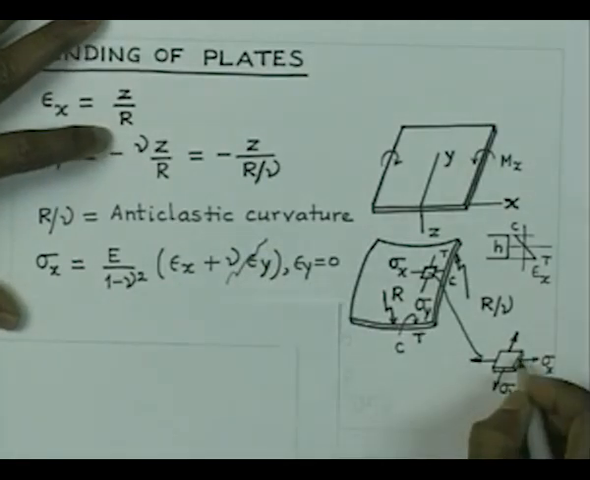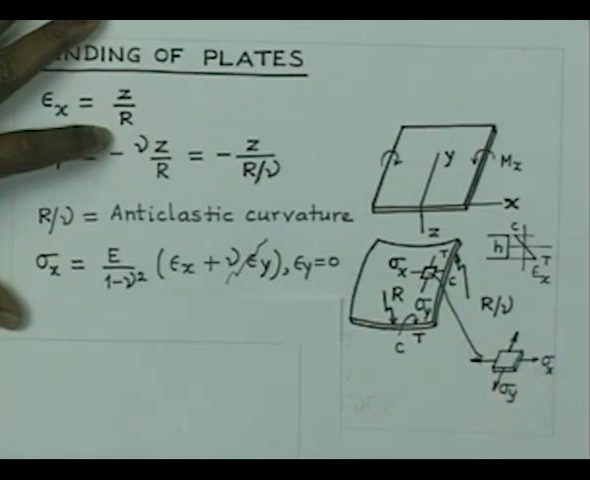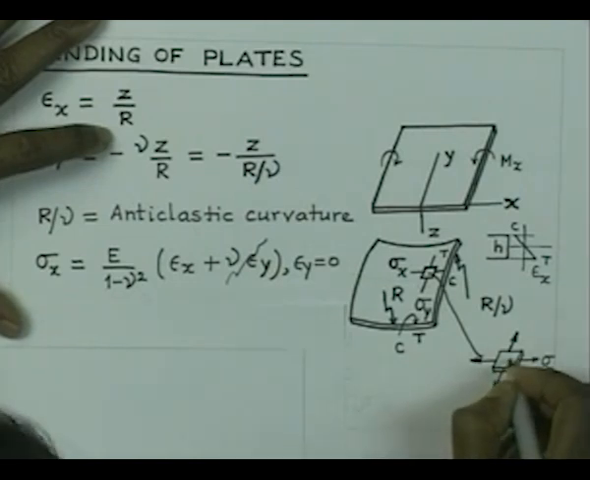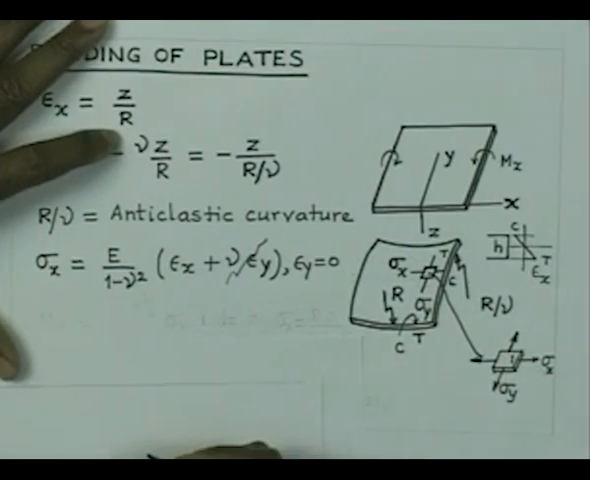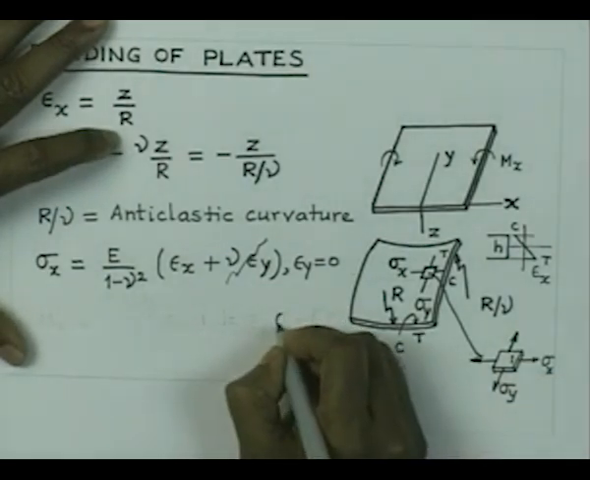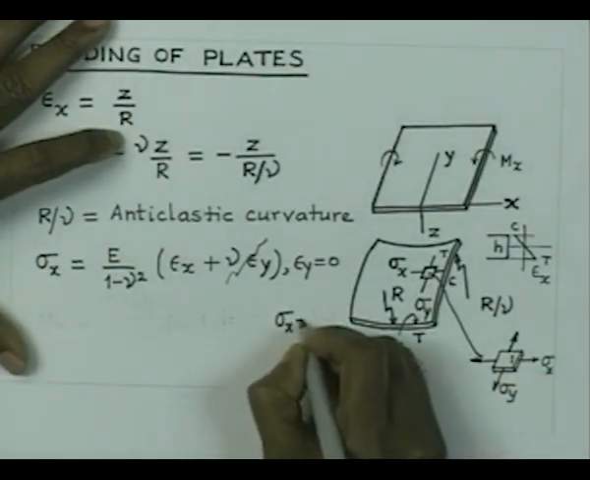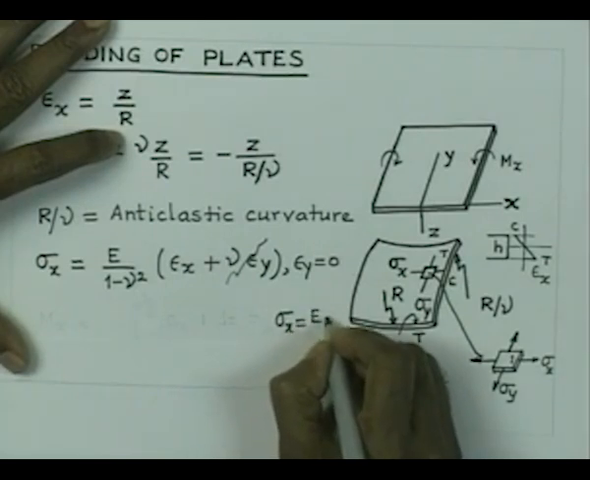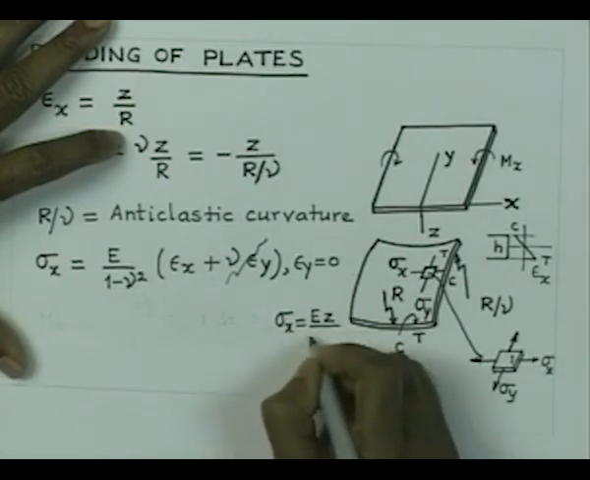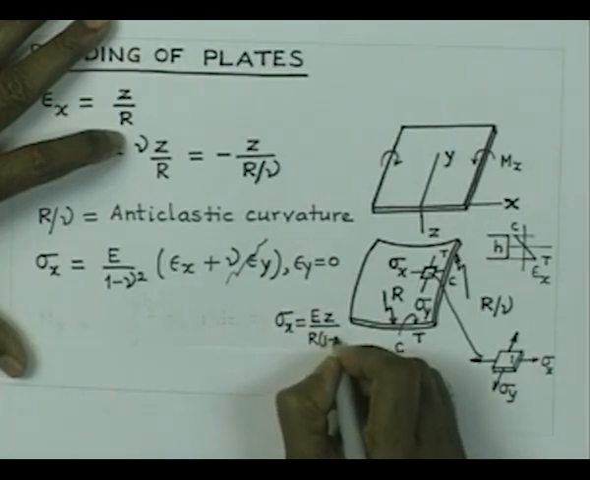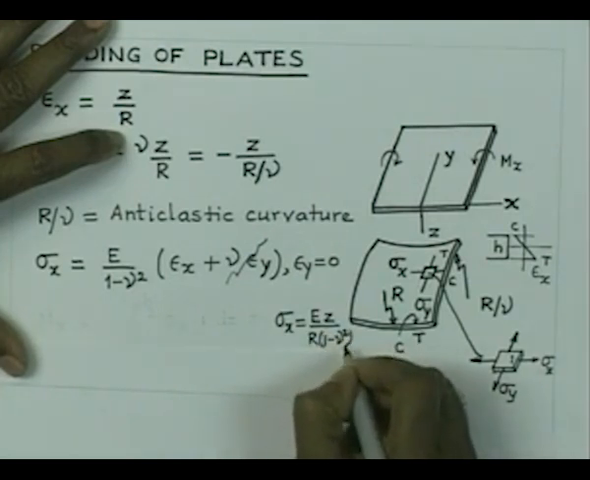Now, since the stresses are varying in the z direction, I can find out what is the moment produced by these distributed stresses on this edge per unit length in this direction. So, let us consider unit length in this direction and height is h. So, what we get is the moment produced. So, we have sigma x finally is equal to E z by r into 1 minus nu square.